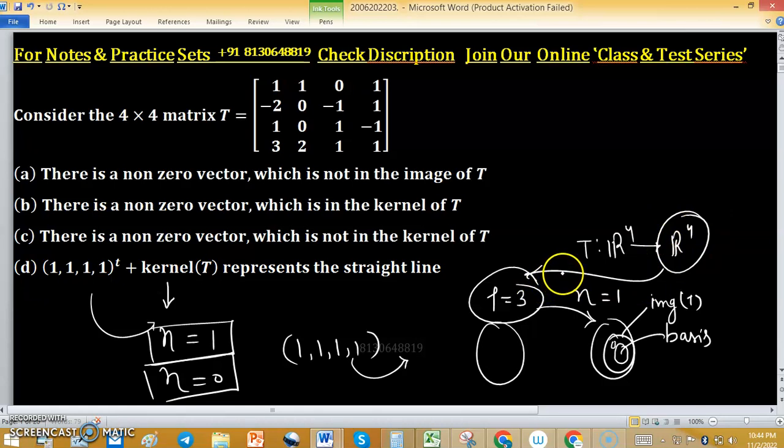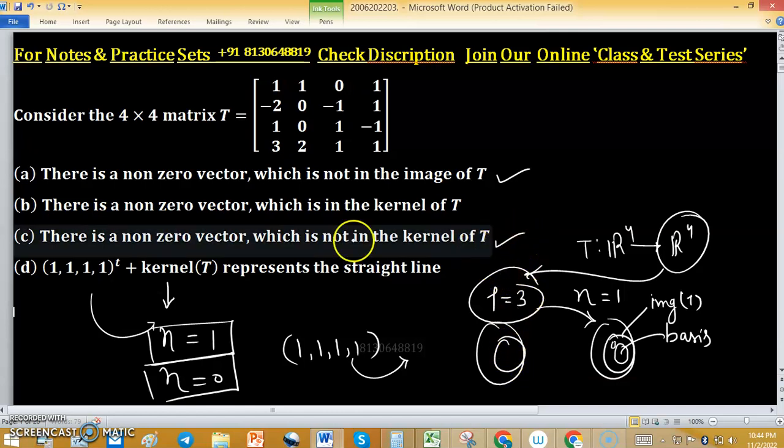We have at least one non-zero element which is not in the image of T. So option A is true. Also, nullity is not the same as the dimension of the domain. It means that there is a non-zero vector which is not in the kernel of T. This option C is also true.